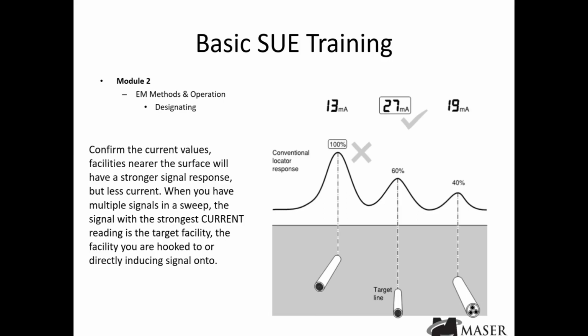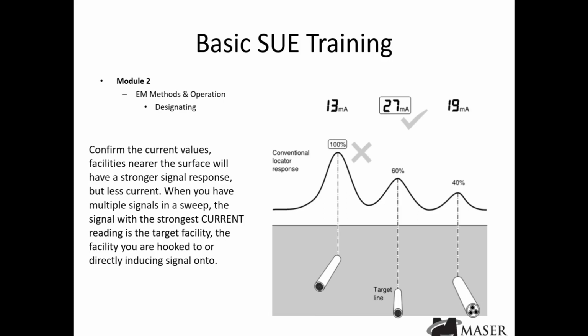in this particular instance, like the graphic represents, there are 3 facilities. And what will happen is that the shallower facility will have a much higher signal number, in other words, a much higher signal quantity. Like it indicates here, the conventional locator response would say 100%. And most people would say, okay, that's my strongest signal, so that must be my target line. And unfortunately, that's not correct.